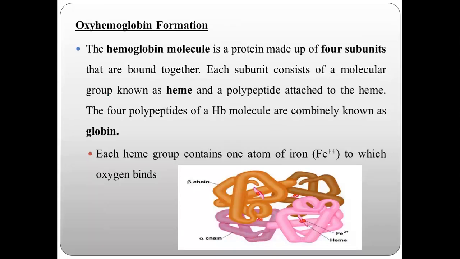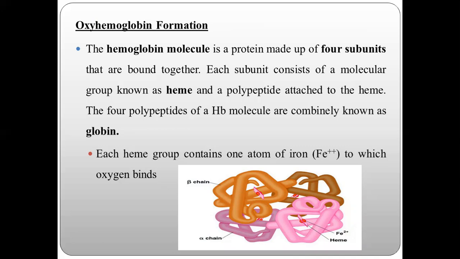Now, just a revision of your hematology lectures. The hemoglobin molecule is a protein made up of four subunits which are bound together. Each subunit consists of a molecular group known as heme and a polypeptide attached to the heme. The four polypeptides of a hemoglobin molecule are combinedly known as globin. Each heme group contains one atom of iron to which oxygen binds. So this is the structure of hemoglobin.